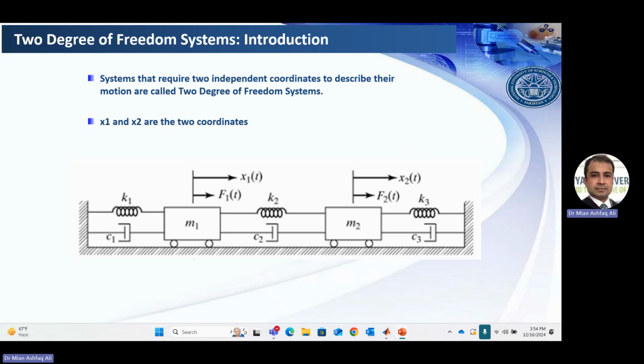So here is a simple example of a 2 degree of freedom system. We have two masses attached with different dampers and different springs, and x1 and x2 are the two coordinates which can completely describe the system. Each mass has 1 degree of freedom, so overall this whole system becomes a 2 degree of freedom system.